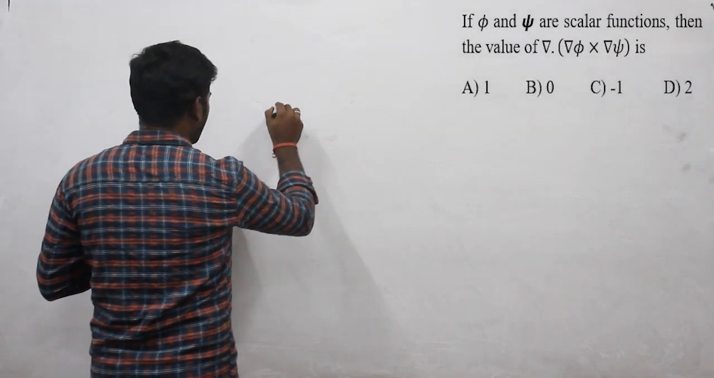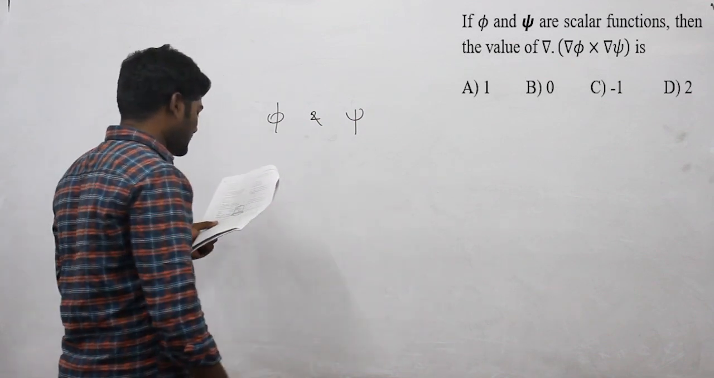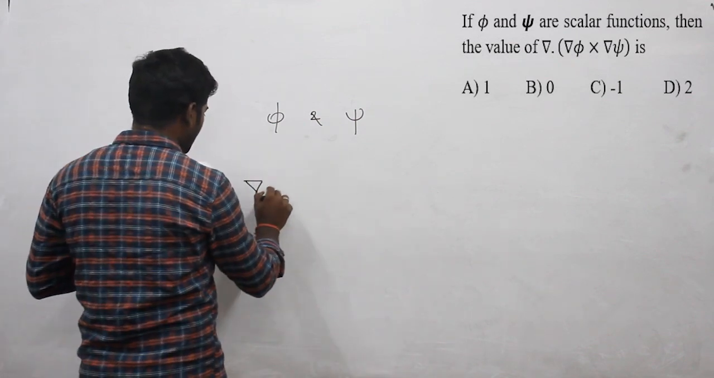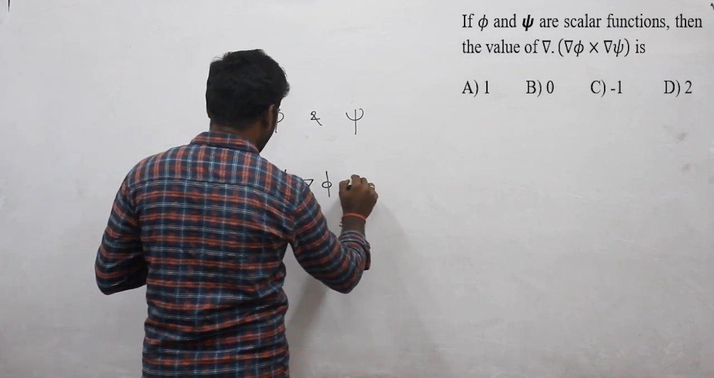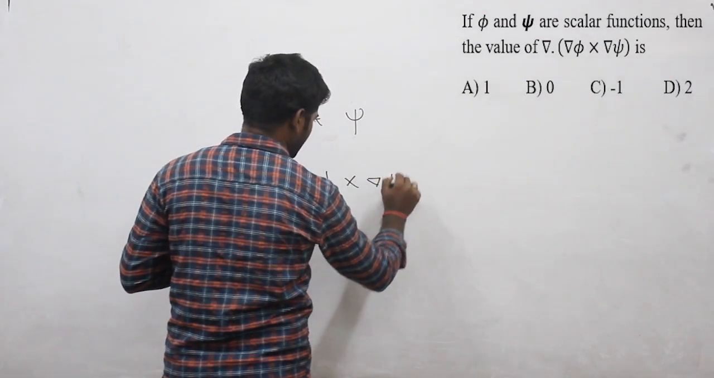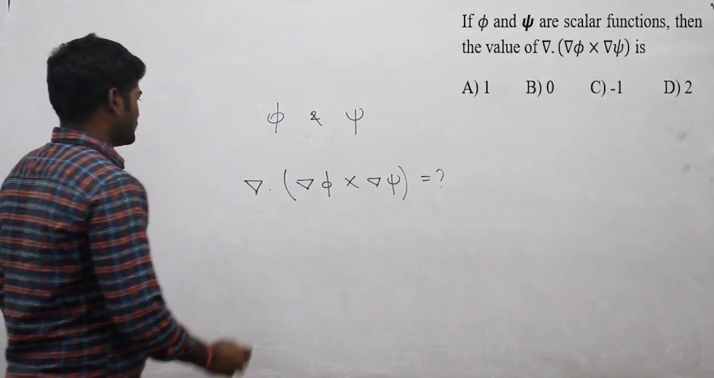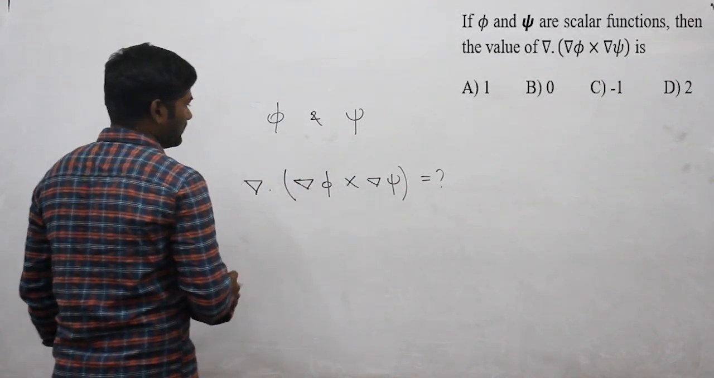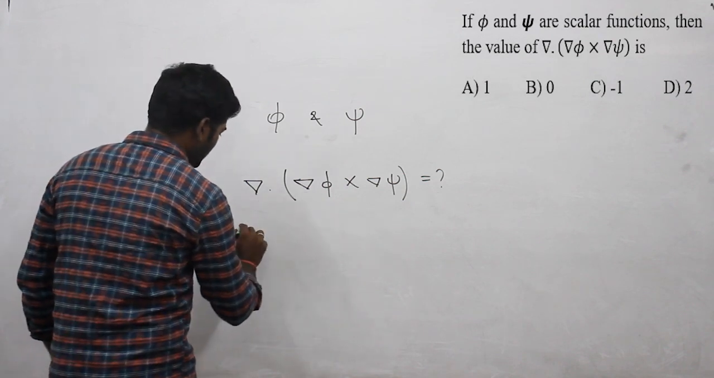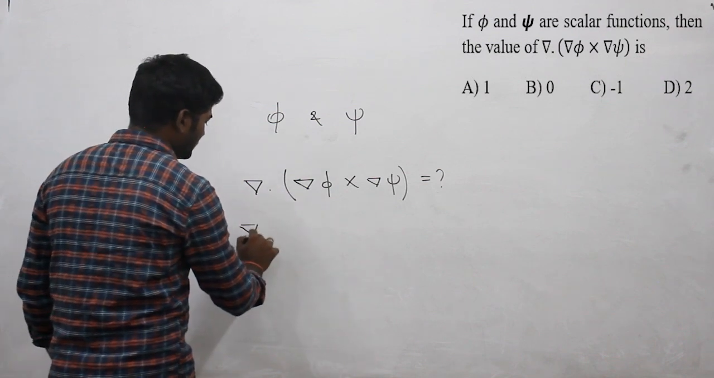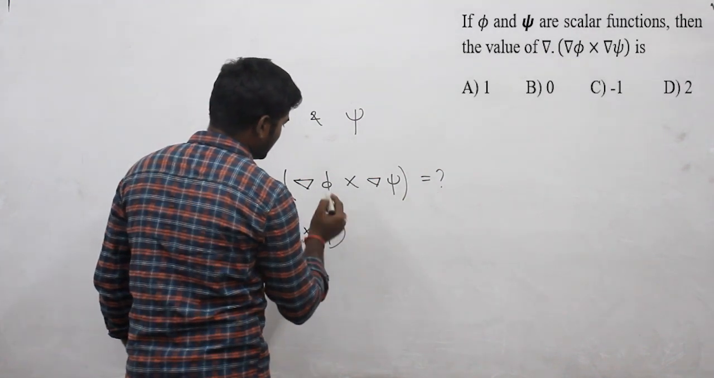Solution of 20th question. If pi and psi are scalar functions, then the value of del dot del pi cross del psi, what they are asking, right? So you know this is in the form of, you have one vector identity, that is sixth identity, del dot f vector cross g vector.